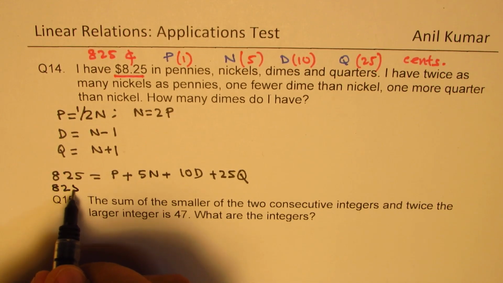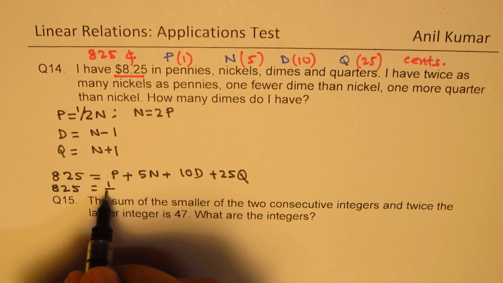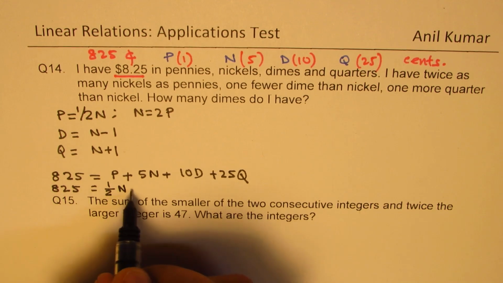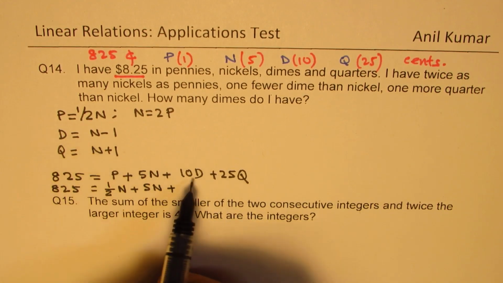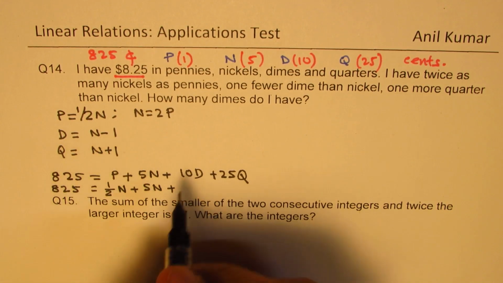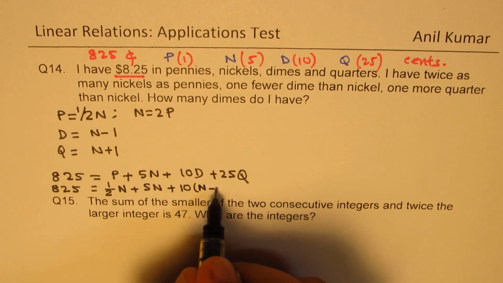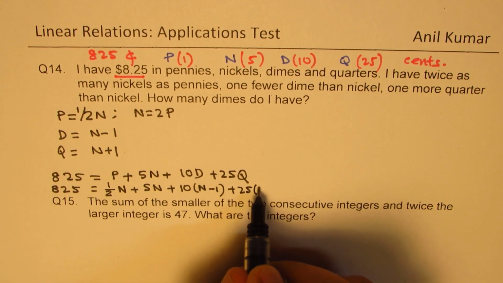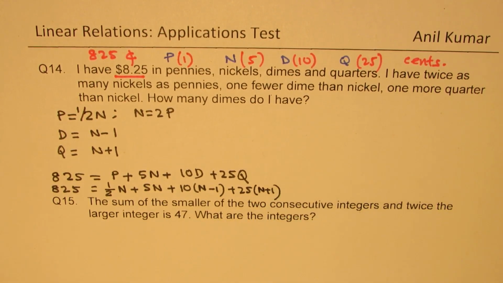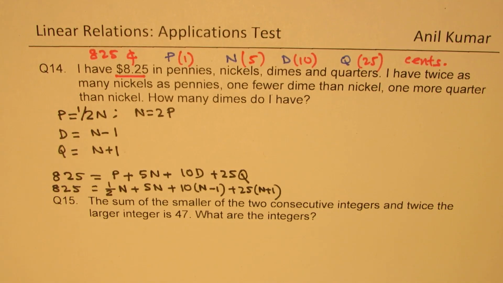We can write 825 equals half of nickel, this is 5 of nickel. And instead of d, I'll write n minus 1, so it is 10 times n minus 1. And quarters is n plus 1, so it is 25 times n plus 1. Is that clear to you? So that becomes your equation.